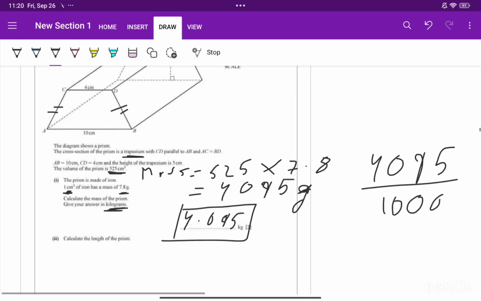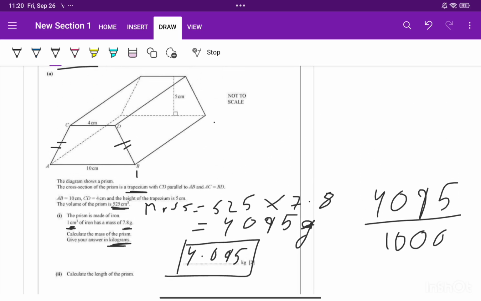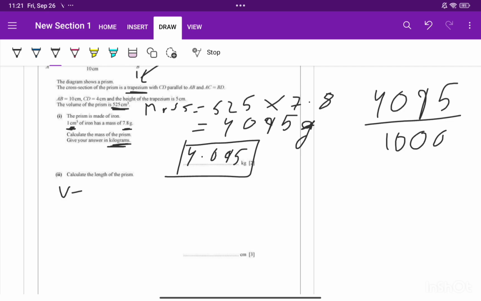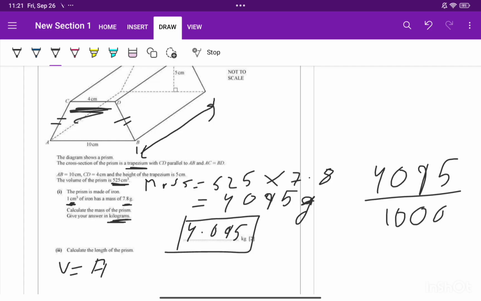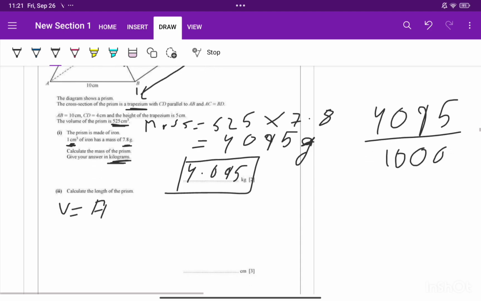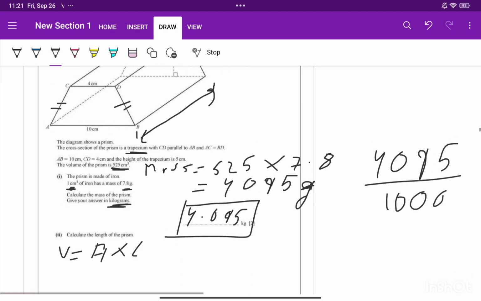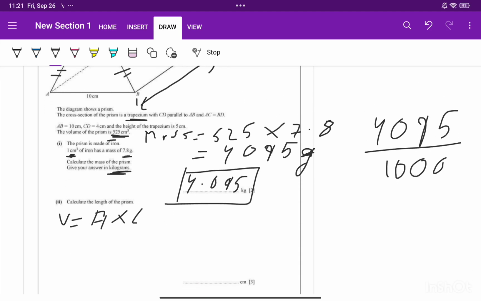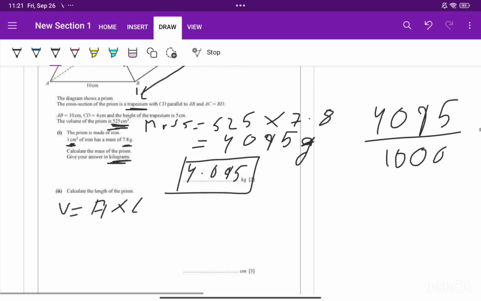Calculate the length of the prism. Okay, so this is our length which we need to find out. So we know the volume. The volume of the prism is equal to the area of the face side, this side, which is a trapezium, multiplied by the length. We don't know the length, but we know the volume. Volume is equal to 525. We need to find the area of the trapezium.